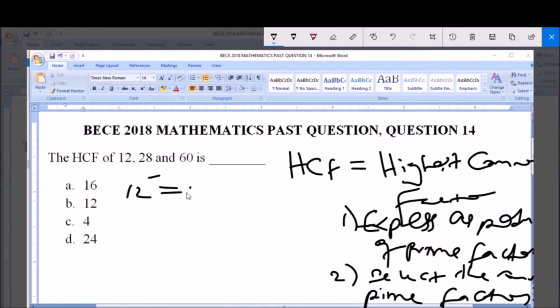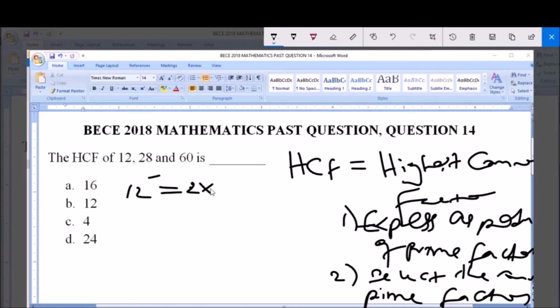Now, to express 12 as a product of its prime factors, it means that we shall express 12 as a product of factors which are prime numbers. And the lowest prime number is 2. So we start from the lowest prime number and we check if 2 can go into 12. So 2 will go into 12 how many times? 6 times. So we write 2 times.